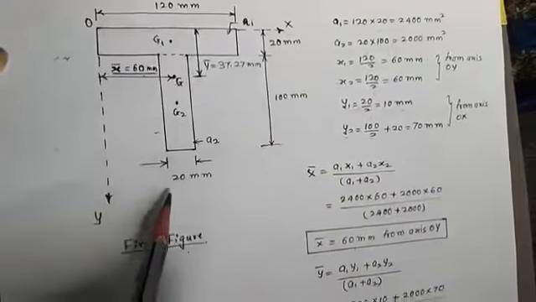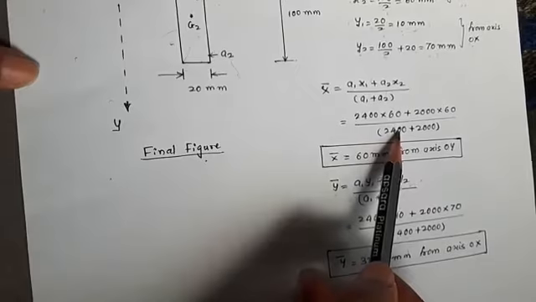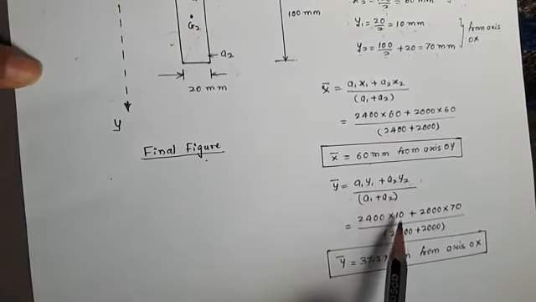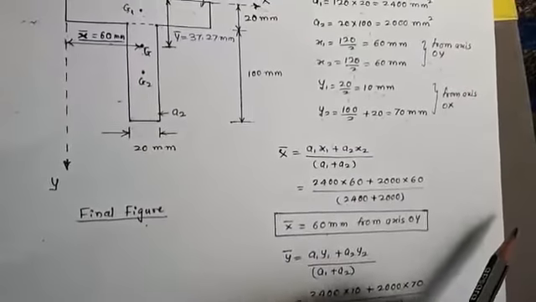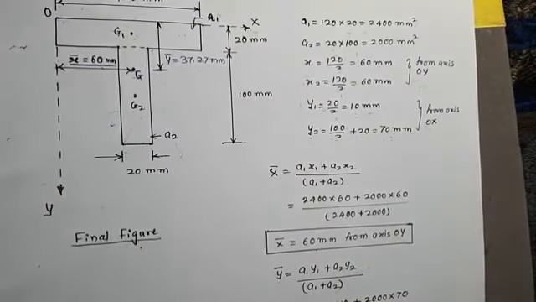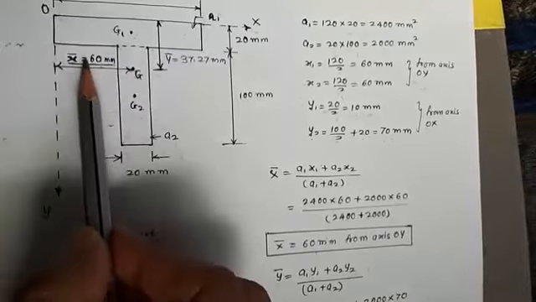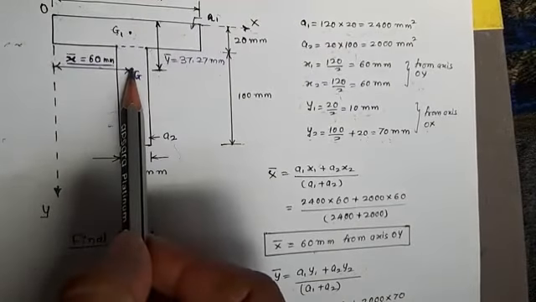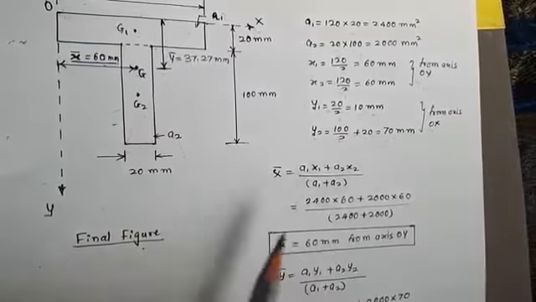And then you write the formula for x bar, substitute the values and get the answer. Similarly, write the formula for y bar, substitute the values, get the answer. These calculations and this figure are sufficient in the exam. Then you show the x bar and y bar in the figure and the centroid G which you have located. This much is sufficient in the exam.